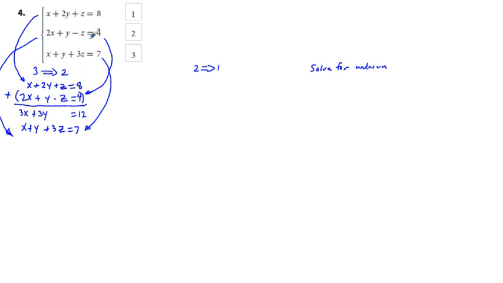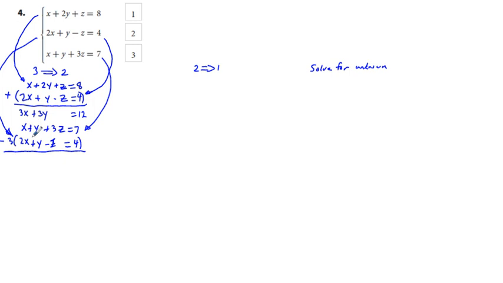Now, what we have in our second equation is minus z, so we're going to multiply that second equation by 3. So 3 times, let me make a little more room here, 3 times 2x plus y minus z equals 4. And we're going to subtract.